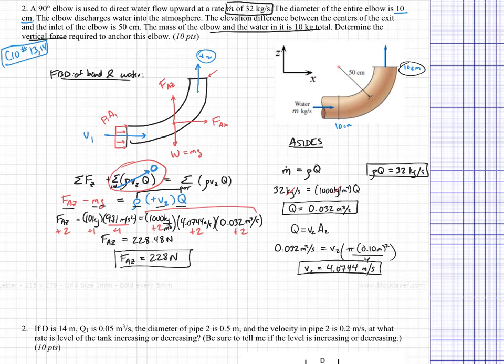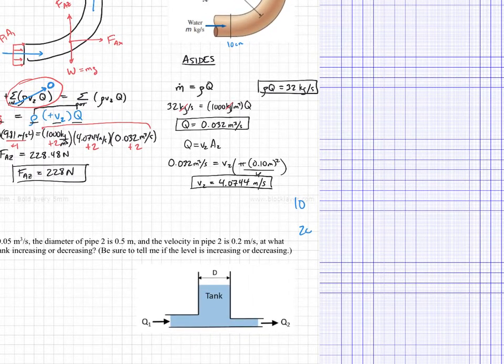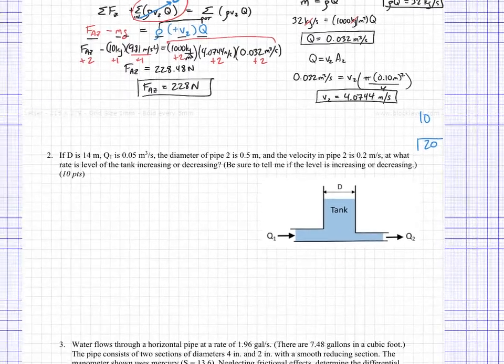Anyway, so this one's worth 10 right here. So this is 10 points. This one was worth 10 points. So on this page, there are 20 total. Okay. So moving on, we're going to go down to this one.